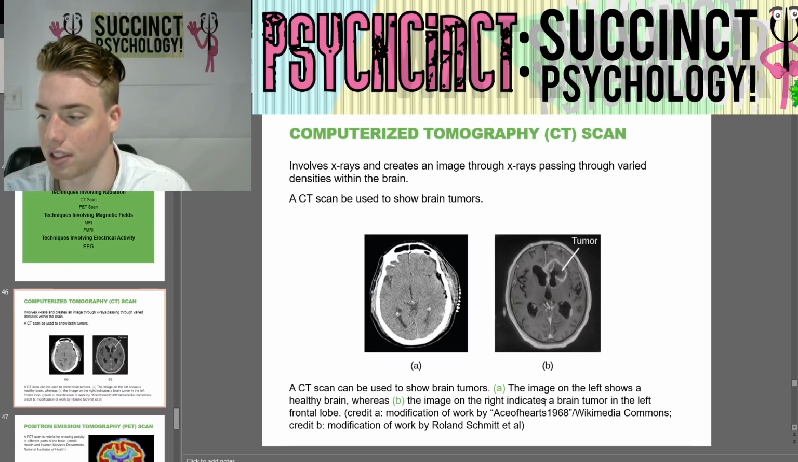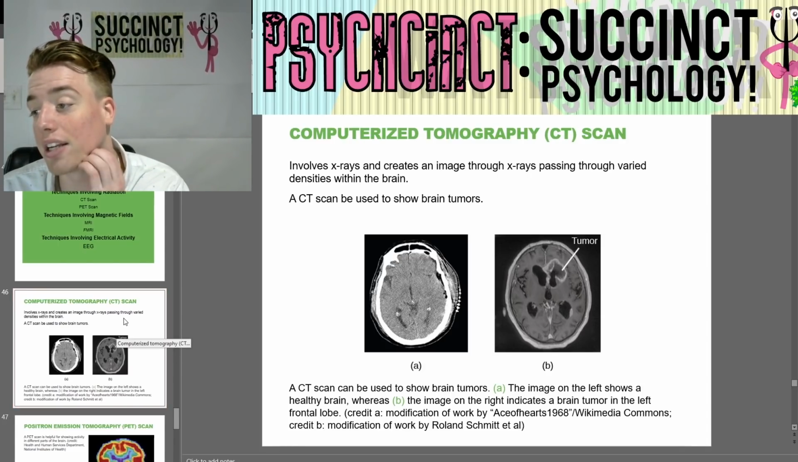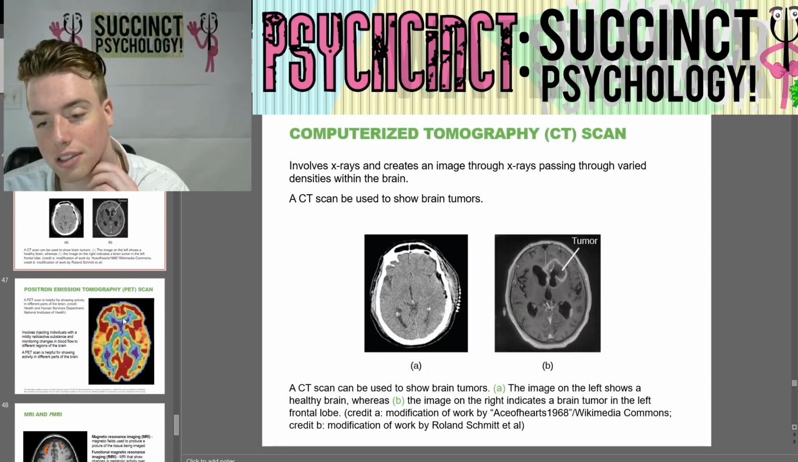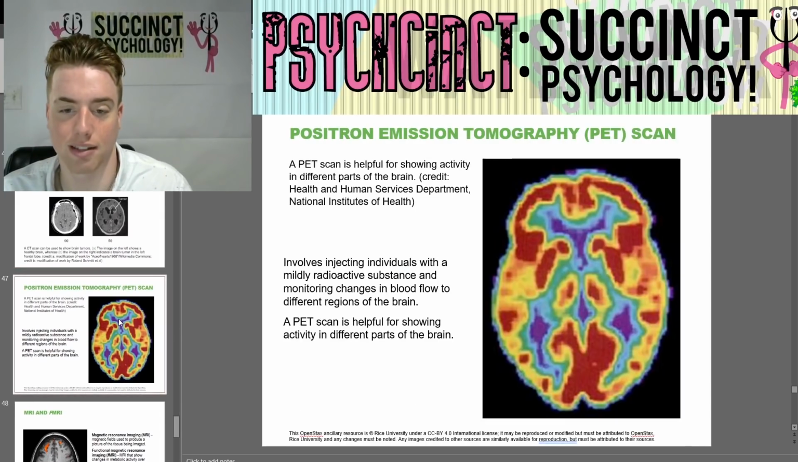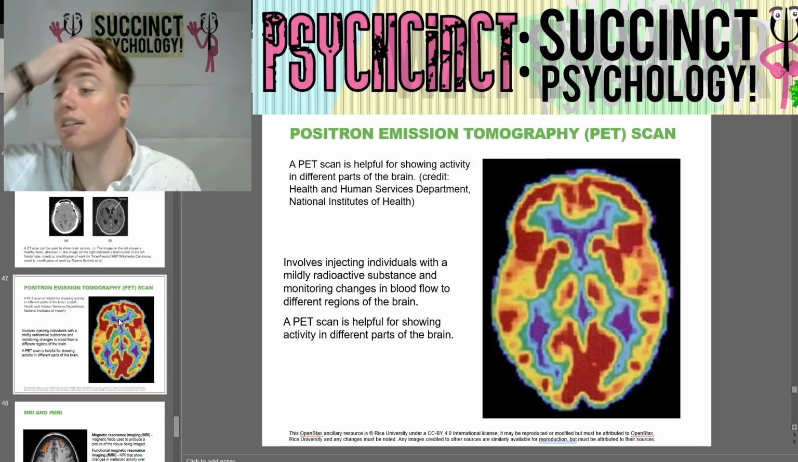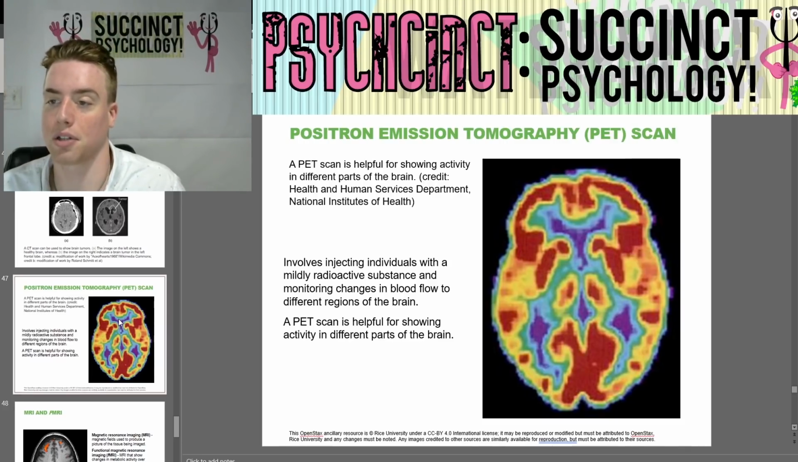So figure A is the CT scan. The image on the left shows a healthy brain, whereas the image on the right indicates a brain tumor in the left frontal lobe. So you can see here, this is a nice healthy brain, but you can see this abnormality right here. That's a tumor. So CT scans are good for finding those and helping you fix them, basically, knowing there's something to be fixed. So next we have positron emission tomography scans, or PET. So a PET scan is helpful for showing activity in different parts of the brain.